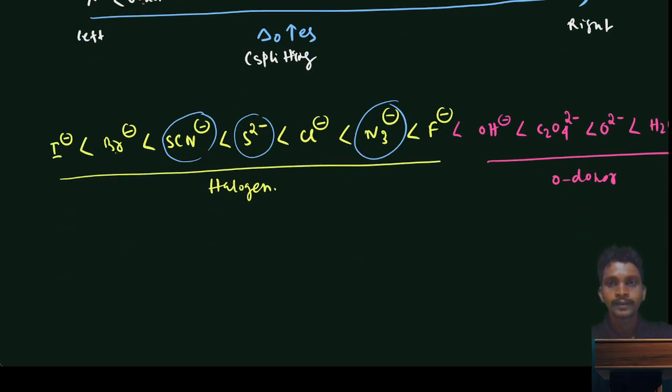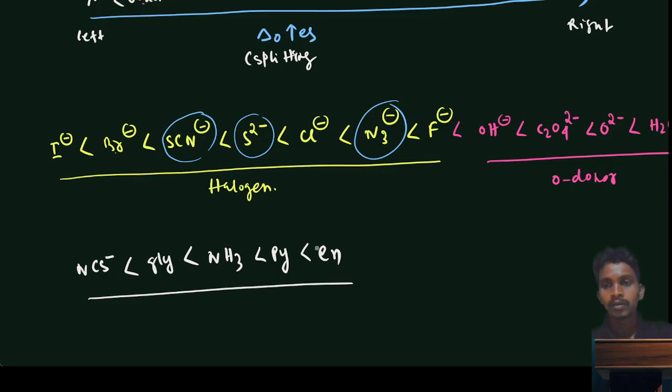Then the next category is nitrogen donors. For nitrogen donors we have, let's say, NCS minus, then NH3, then pyridine, then en. These are all N donors. Okay, so these are all about the pi donors.